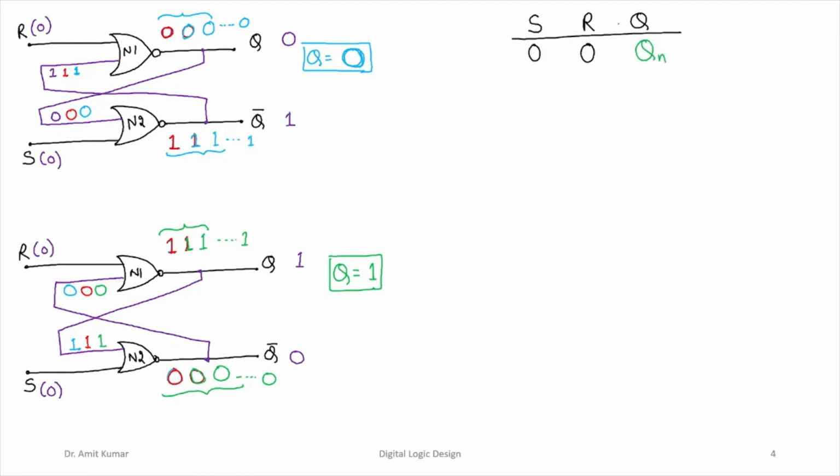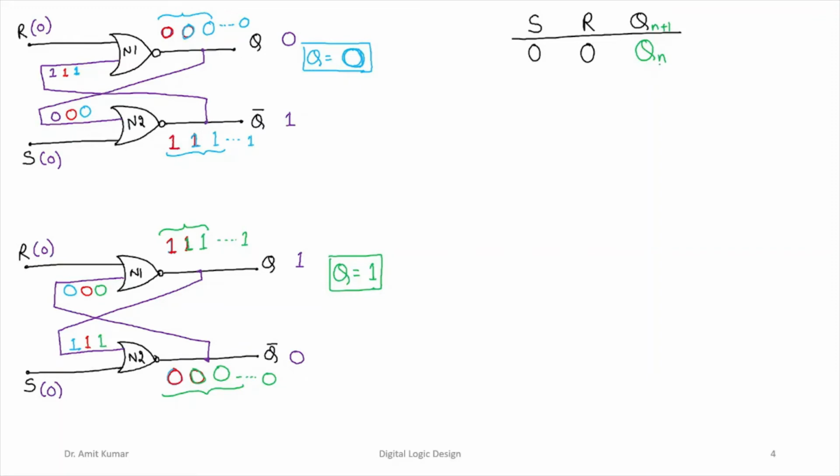And this time we are incorporating this small subscript, that is Qn plus 1, right? So this basically indicates what the output state is after implementation of these inputs. So this Qn indicates whatever is the state of the output terminals before the application of these two inputs, that is 0 and 0. So if we apply these inputs 0 and 0, then the output will be retaining that same state, right?